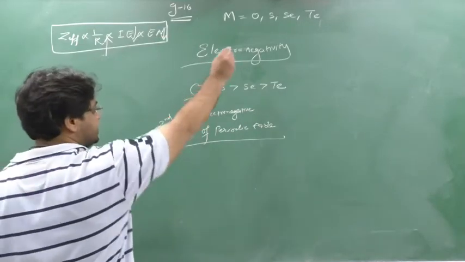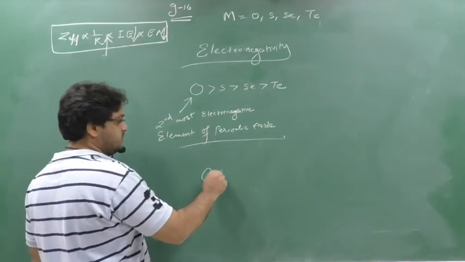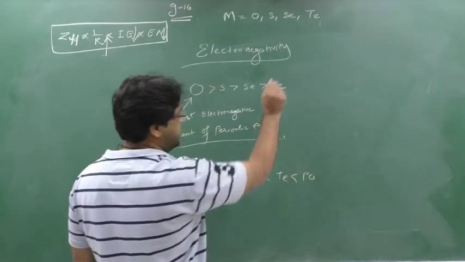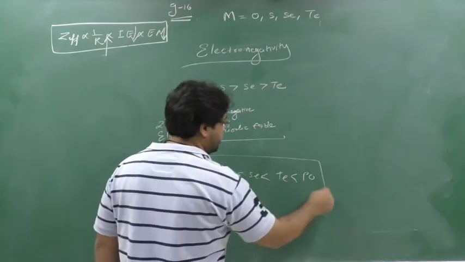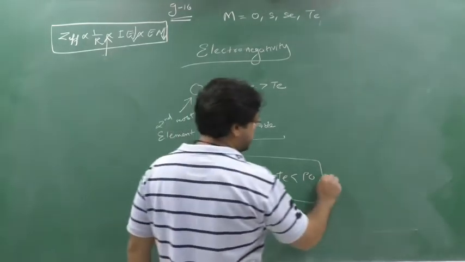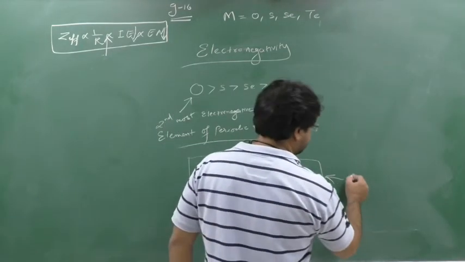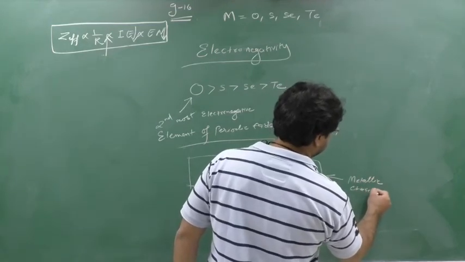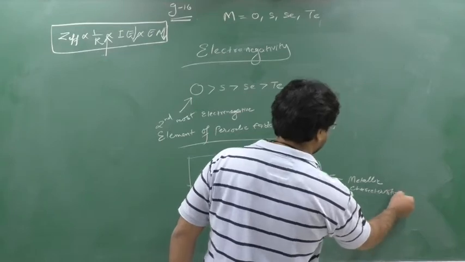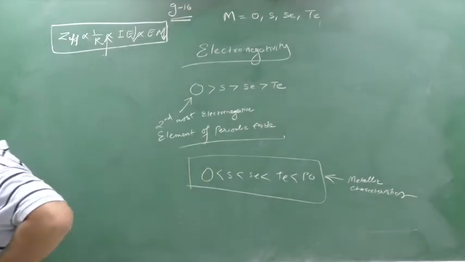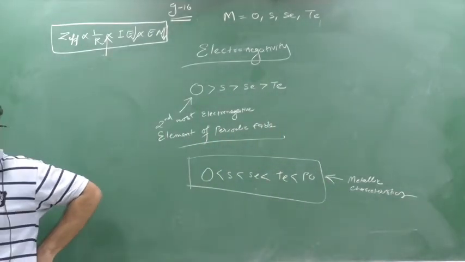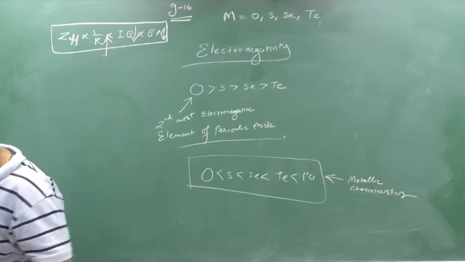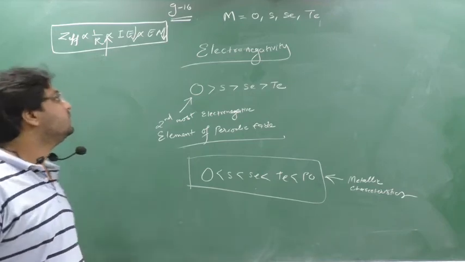So write down the series: oxygen, sulfur, selenium, tellurium, and polonium. You can add polonium here, not to worry. So moving downside the group, metallic property increases. So this is nothing but a series of metallic characteristic. Moving downside the group, metallic characteristic increases. Clear this part? Okay.